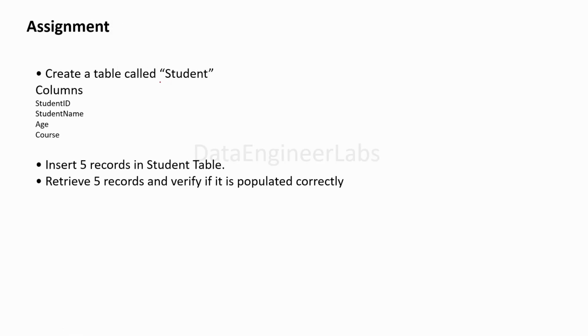So for today's assignment, you can create a table named student. You can use the columns as student ID, student's name, age of the student and the course. I want you to think about the specific data types which you can assign to each of these columns. Let me know if you have any difficulties in the comment section. I will help you out. And then try to insert 5 records in the student table, and you can also retrieve all those 5 records using select statement and verify if all the data is populated correctly. You can also try to retrieve a particular record such as student IDs or only student name and so on from the table.